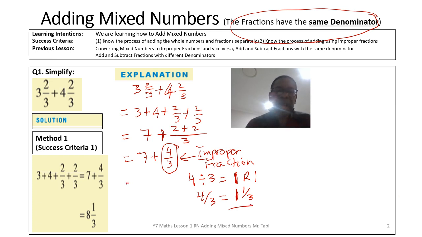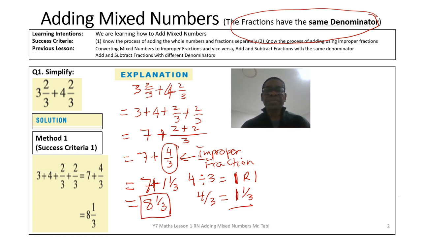So we come back to our calculation and we say we have 7 plus, instead of 4 over 3, we have 1, 1 over 3. And 7 plus 1 will give us 8. And then we have the 1/3 as well.